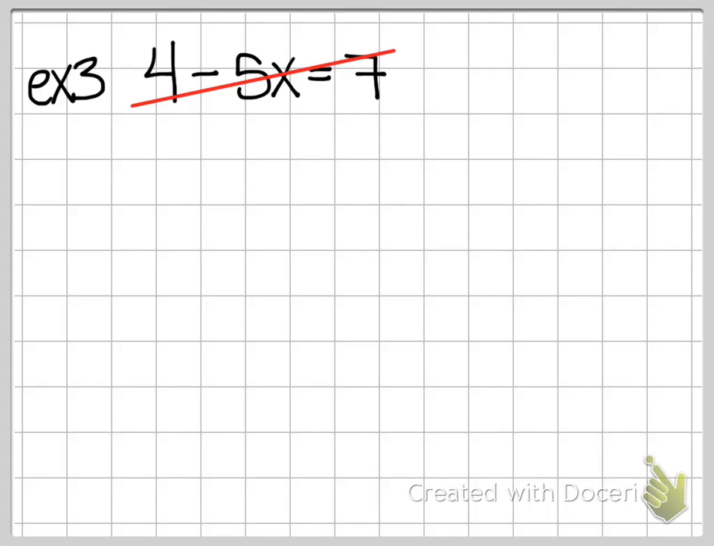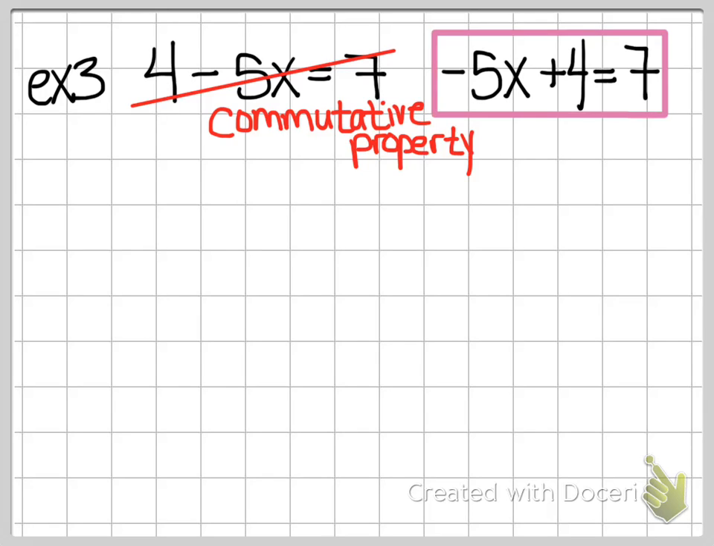So I'm going to cross it off, and I'm going to use a property called the commutative property. The commutative property tells us that no matter forward or backward using addition, the answer is still going to be the same. Just like my commute to work. If I travel 30 miles to school, I still have to travel 30 miles to get back home from school.